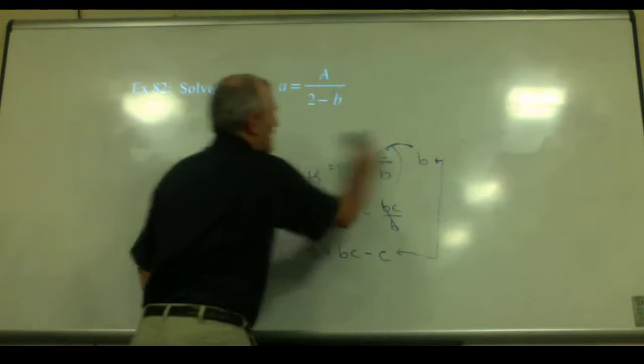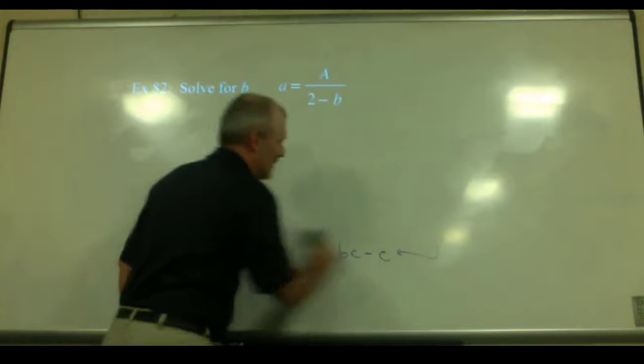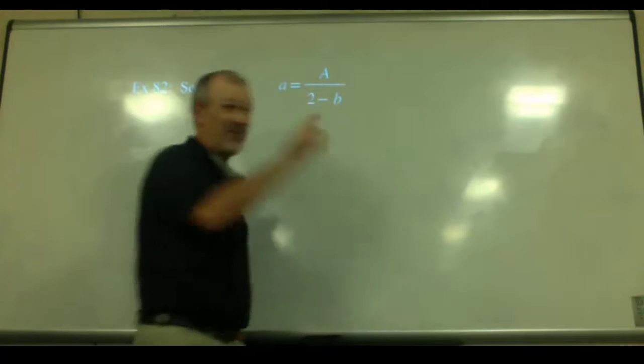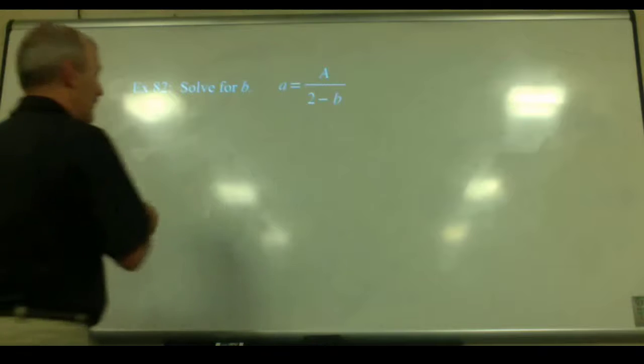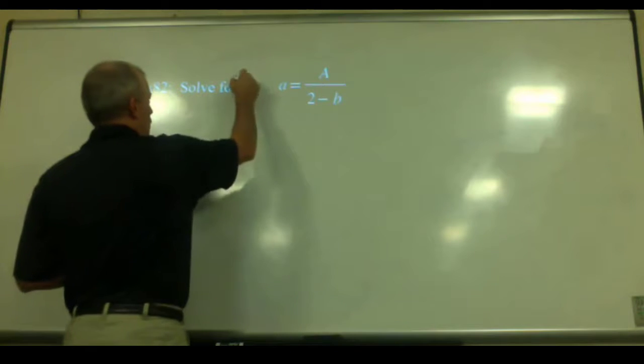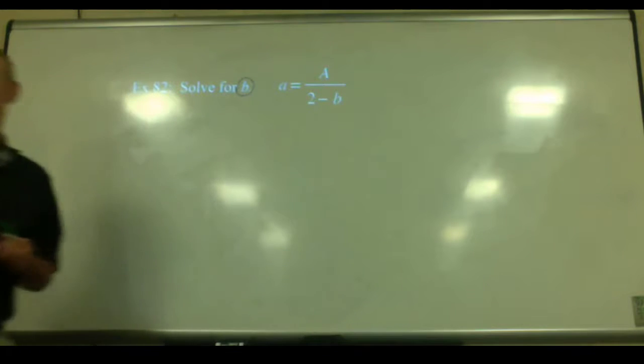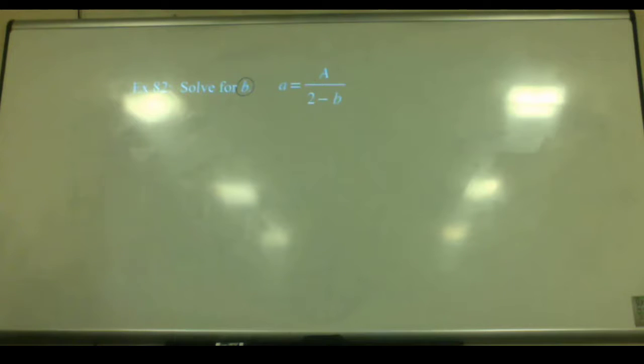All right, so this one is a little bit different. This is the first time this has happened. What are we trying to get by itself? B. Where is the B? At the bottom. It's in the denominator. This is a very, very common mistake that people make all the time. You cannot solve for a variable that is in the denominator. So you have to get it out of the denominator.